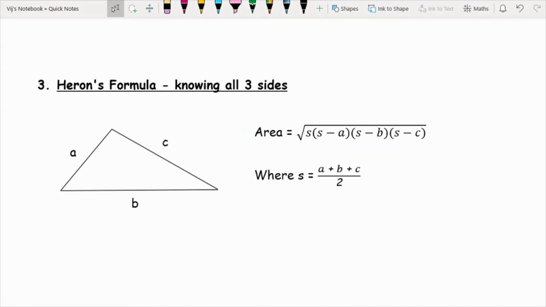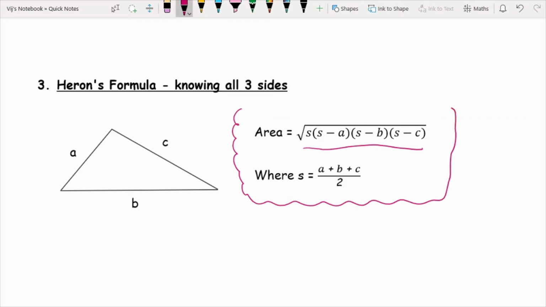And another way of calculating the area of a triangle is using Heron's Formula, and that is when you know the lengths of all three sides. To work this out, first work out the value of S, which is calculated by adding the three sides together and then dividing by 2. Then to work out the area, we substitute it into this formula here, and we can then work out the area.